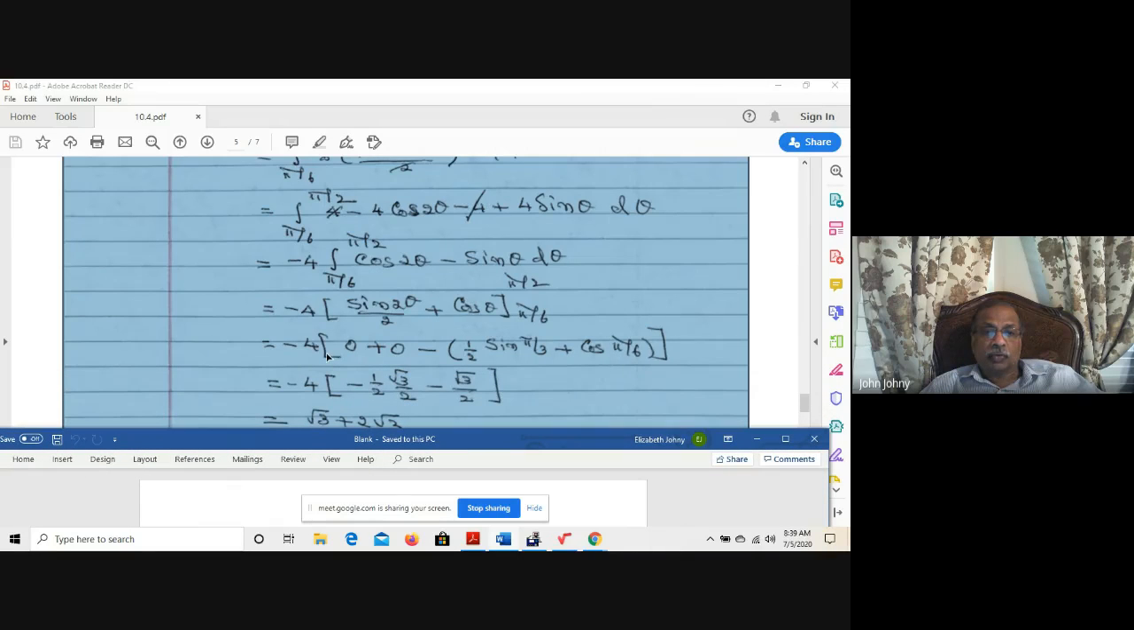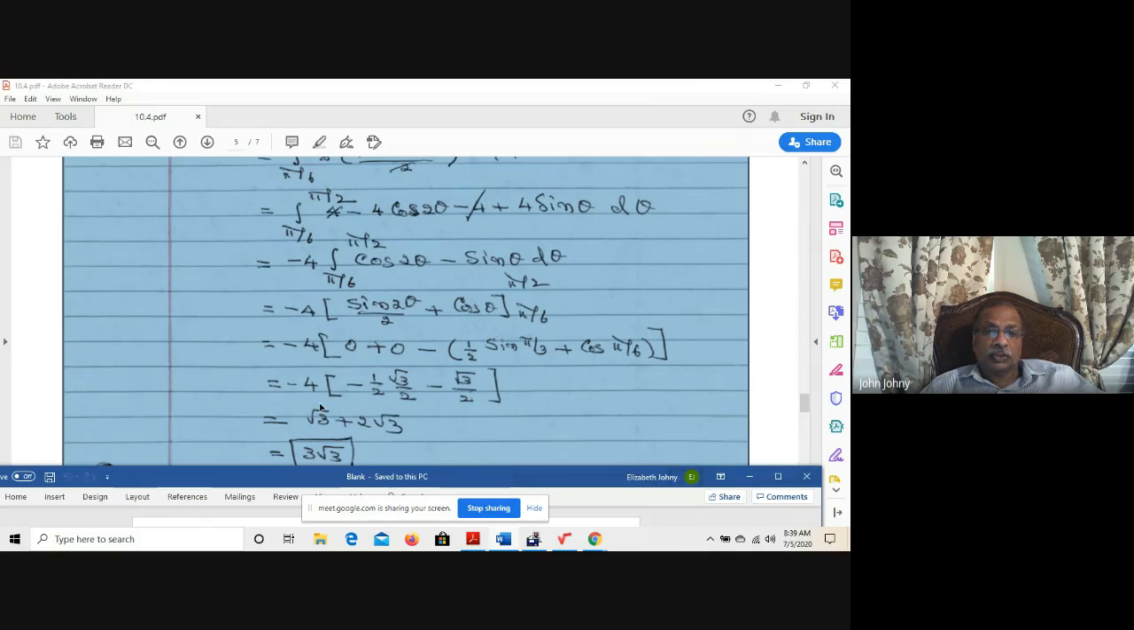That is negative 4 times negative, you are distributing this, negative 1 half times square root of 3 over 2 minus square root of 3 over 2, because sine pi over 3 is square root of 3 over 2. That's the same as cosine pi over 6. And so this is equal to, distribute the negative 4, you get square root of 3 because the 4 cancels, plus 2 square root of 3. 3 square root of 3 plus 2 square root of 3 is equal to 3 times square root of 3.